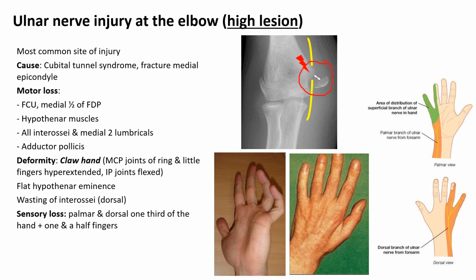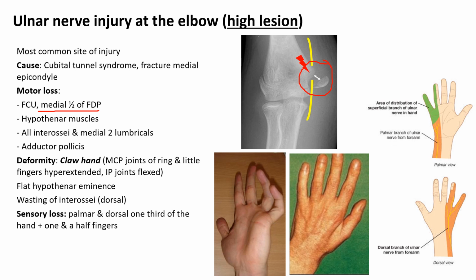Motor loss will be paralysis of all muscles supplied by the ulnar nerve, which are flexor carpi ulnaris, so we will get a weak adduction at the wrist joint. There will be paralysis of medial one half of flexor digitorum profundus. We will get a weak flexion of medial two fingers, the ring and little fingers. There will be a paralysis of hypothenar muscles, loss of function of all interossei and medial two lumbricals of the hand, as well as paralysis of adductor pollicis.